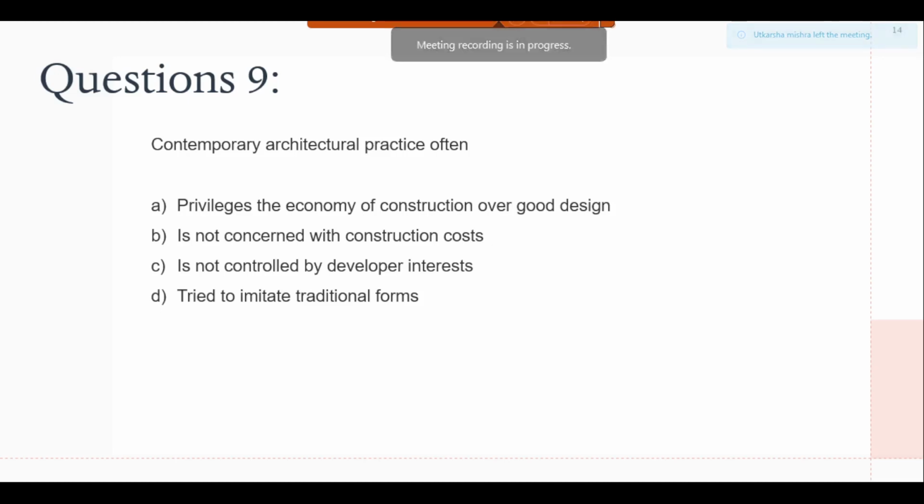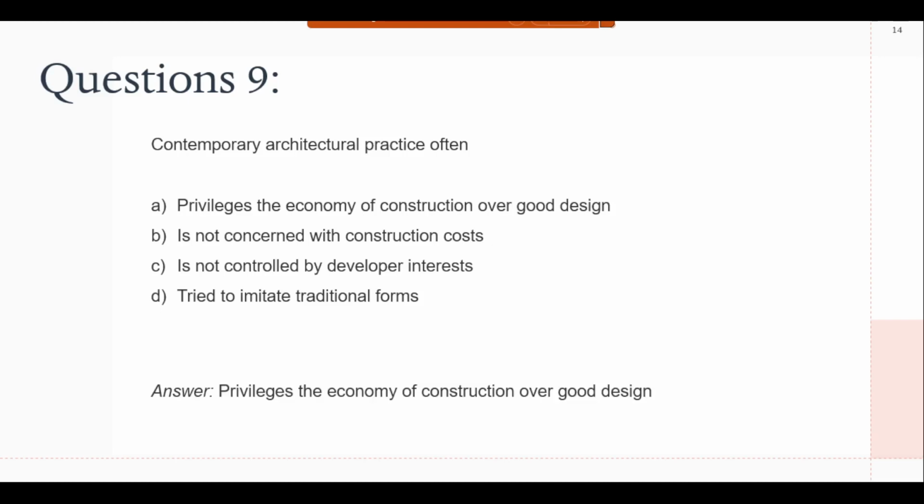Contemporary architectural practice often privileges the economy of construction over good design, is not concerned with construction costs, is not controlled by developer interest, or tries to imitate traditional forms. Option A. So the contemporary architectural practice often privileges the economy of construction over good design, right? Yes, sir.